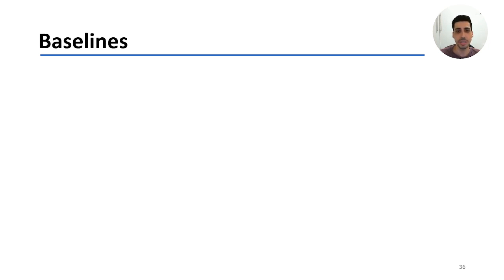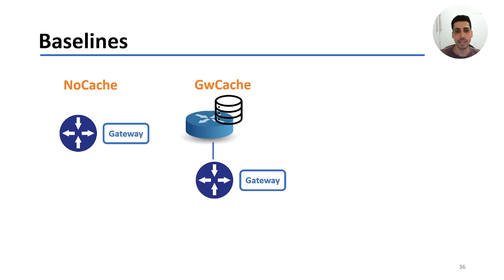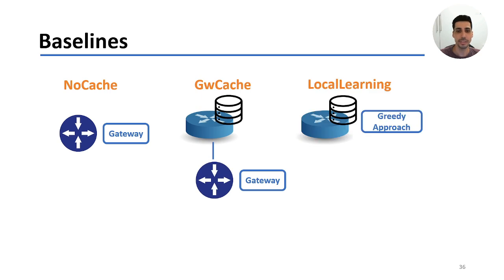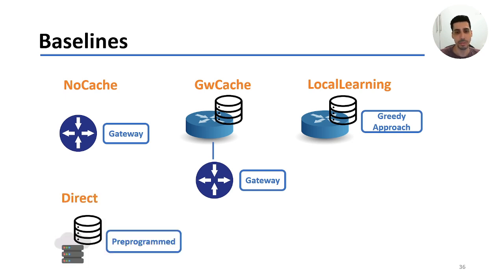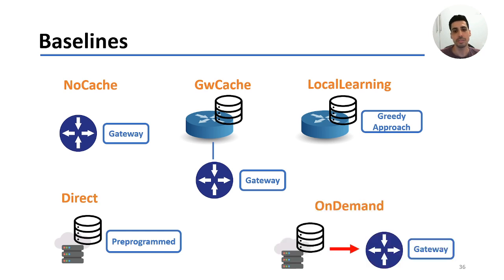We compare Switch V2P against several baselines. No cache is a pure gateway approach. Gateway cache adds a cache in switches that are directly attached to the gateways. Local learning is the greedy approach that I described earlier. Direct assumes that mappings are pre-programmed, so packets take the shortest path to the destination. And finally, in on-demand, only the first packet in the flow goes to the gateway, and next packets are sent directly to the destination. Also, the mapping is cached on the host, so other flows can reuse it again.